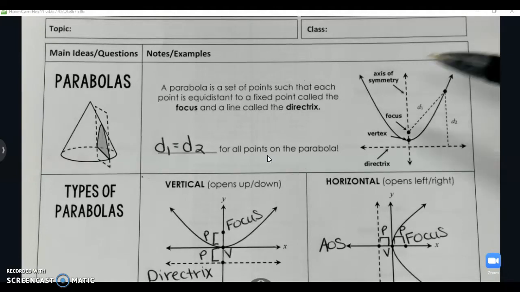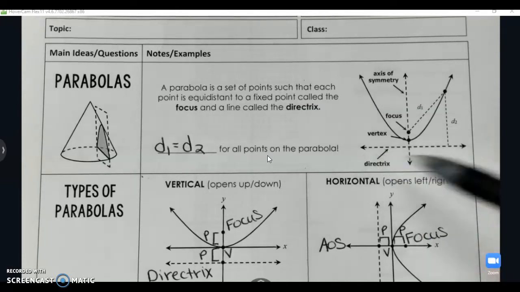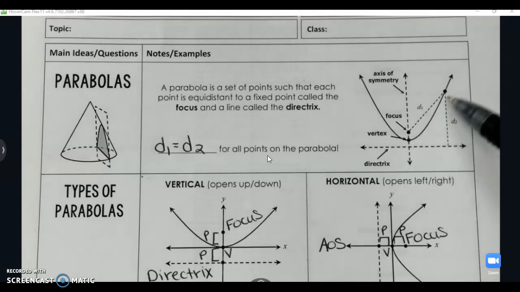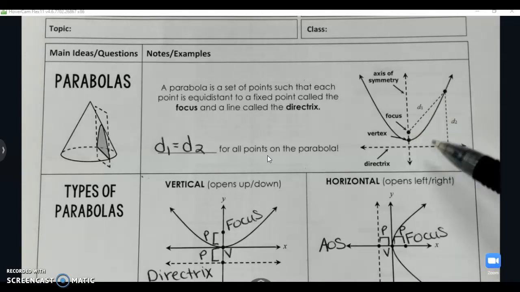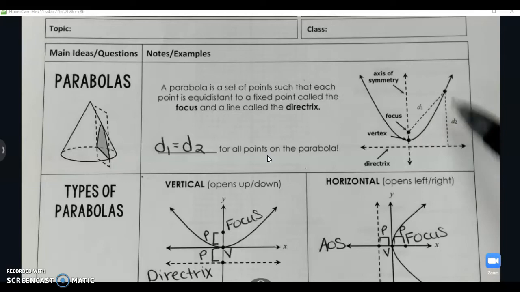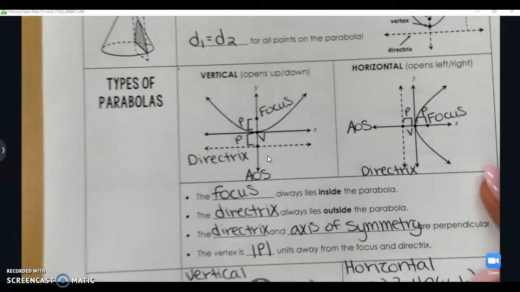And in this case we're going to be looking at it as the set of all points that are equidistant from both the line called the directrix and the point called the focus. So in these parabolas we're making, distance D1 and D2 are the same. So let's analyze some new terms and information.